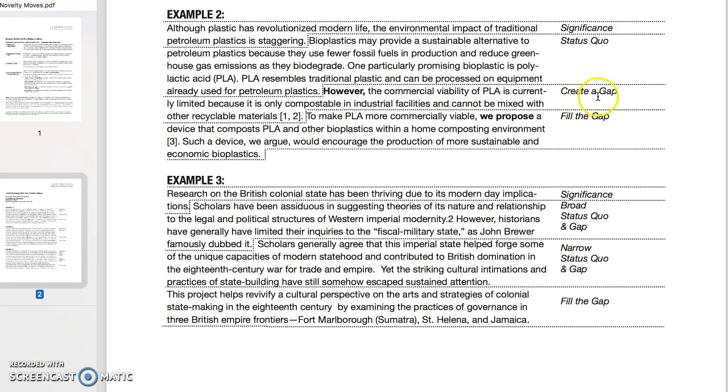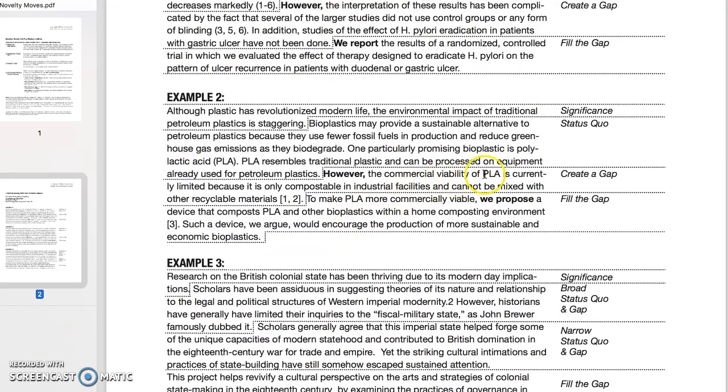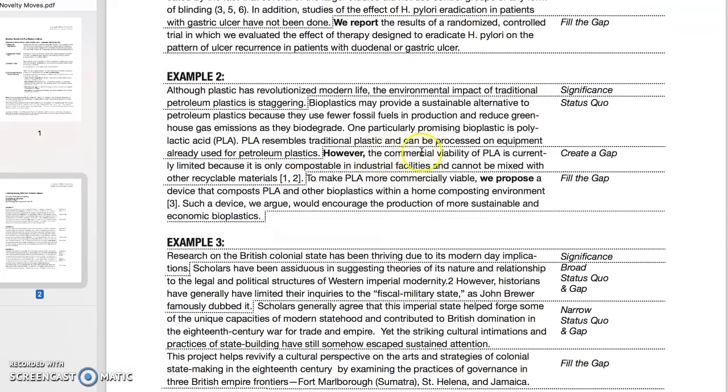And then when they move to create a gap, they again use the same term as our other example. However, the commercial viability of PLA is currently limited because it is only compostable in industrial facilities and cannot be mixed with other recyclable materials. So their gap here is noting that its viability is limited. And this is an area where they see their research fitting into.